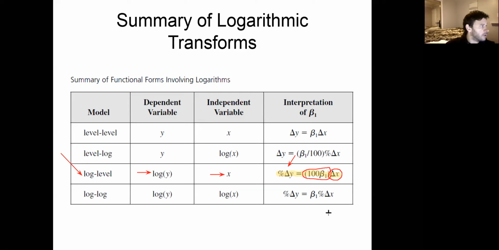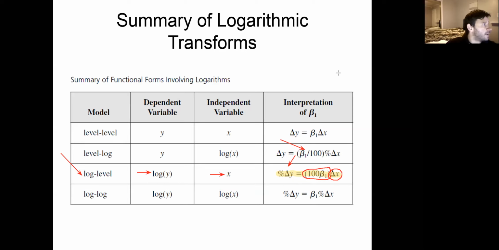So when we have the log level model, we're going to multiply beta 1 by 100 to predict the percentage change in Y. Whereas when we had the level log model, we did the opposite. We divided beta 1 by 100 in order to calculate the level change in Y from a percentage change in X when it was logged in that particular case.